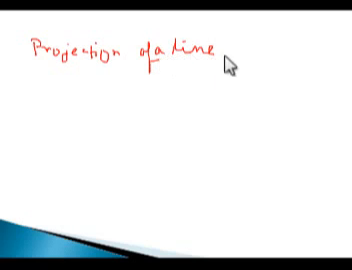Now I evaluate the projection of a line segment on another line: the projection of a line segment joining two points on another line.